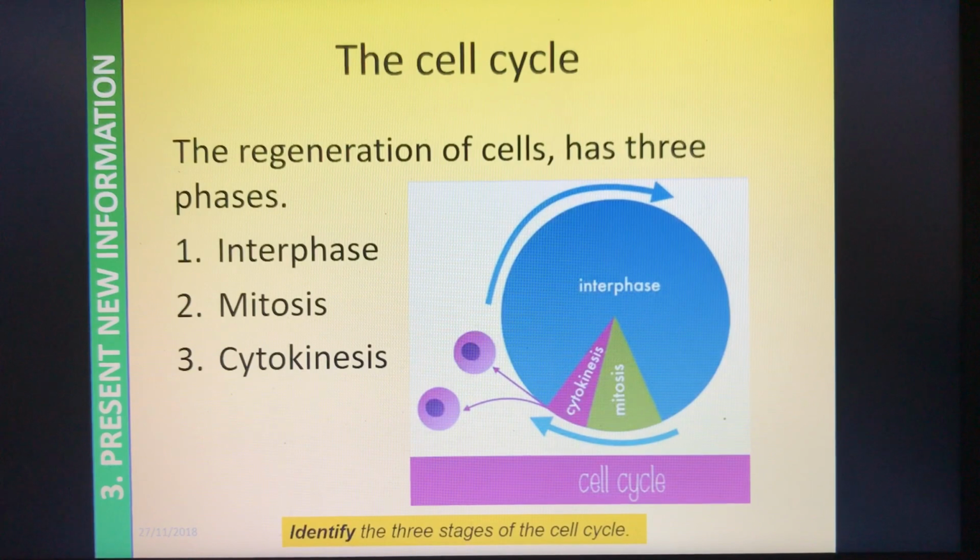So the cell cycle has 3 main phases. Some books and videos may tell you that there's 2 phases, but really cytokinesis is a separate phase. So we start with interphase, the second stage is mitosis, and then we end with cytokinesis. You can see from the picture here that interphase is a huge portion of the time. Most of the time cells are in interphase, and then a very small amount of time in mitosis and cytokinesis. Let's look at each stage or phase in more detail.